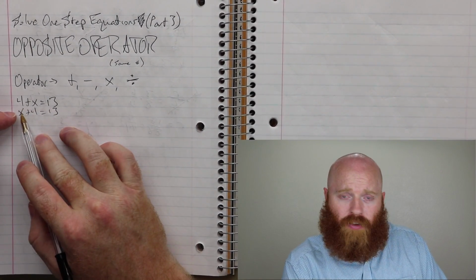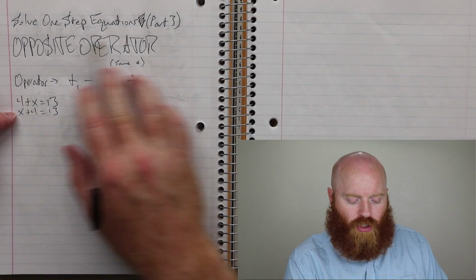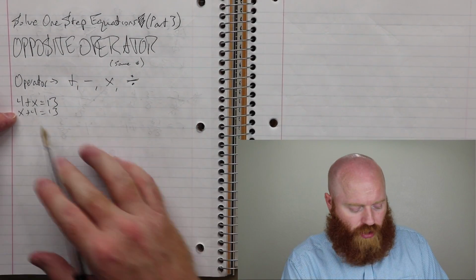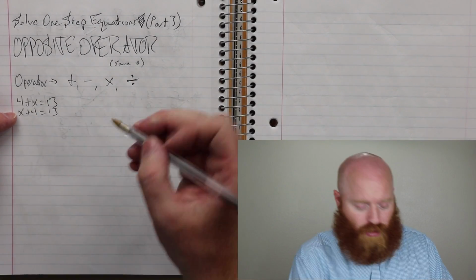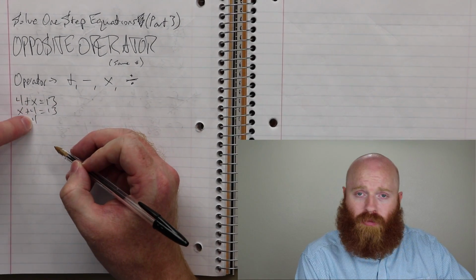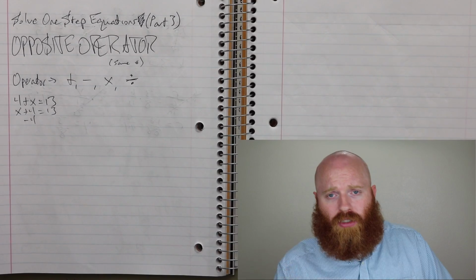Now that the x is on the left, I can do the opposite operator. If you already saw part 1 and part 2, this is very straightforward. Instead of plus 5, it's minus 5. Opposite operator, same number, but whenever you do that to one side of the equation, you got to do the same thing to the other side of the equation.